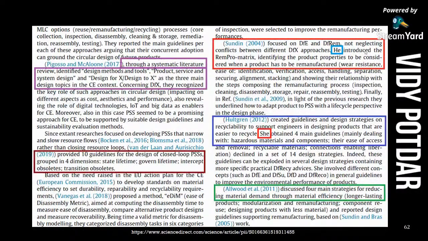I found in this paper there is a reference to he and she in the write-up, which I normally do not see, but it was interesting to see. I would recommend that you just use the citation, that is Sudin 2004 introduced, or Hultgren 2012 obtained, like that, rather than saying he or she.